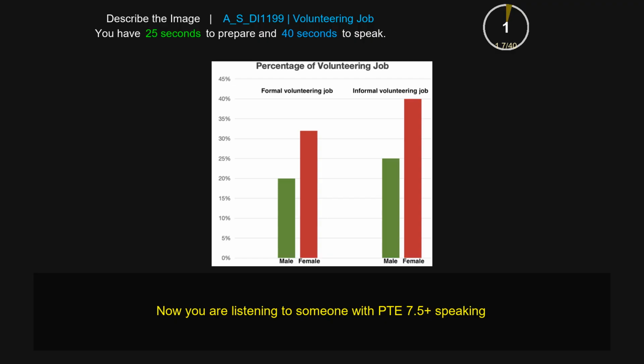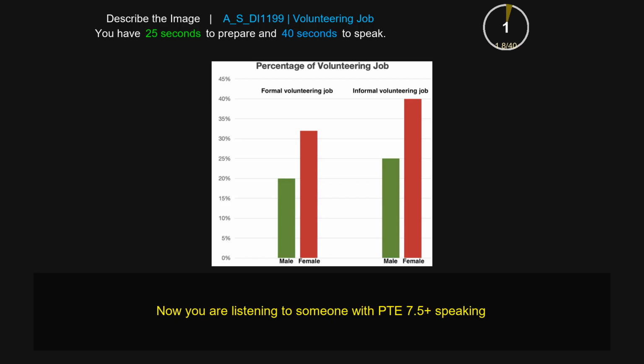In this picture, we see a comparison of the percentage of volunteering job, formal volunteering job, and informal volunteering job. In the x-axis, we have got male and female, and in the y-axis, we have got percentages starting from 0% to 45%. We see that for both formal and informal volunteering job, female have the most number. With informal volunteering job, female is 40%, and female in formal volunteering job is somewhere between 30 and 35%. Numbers are less for male in both cases.